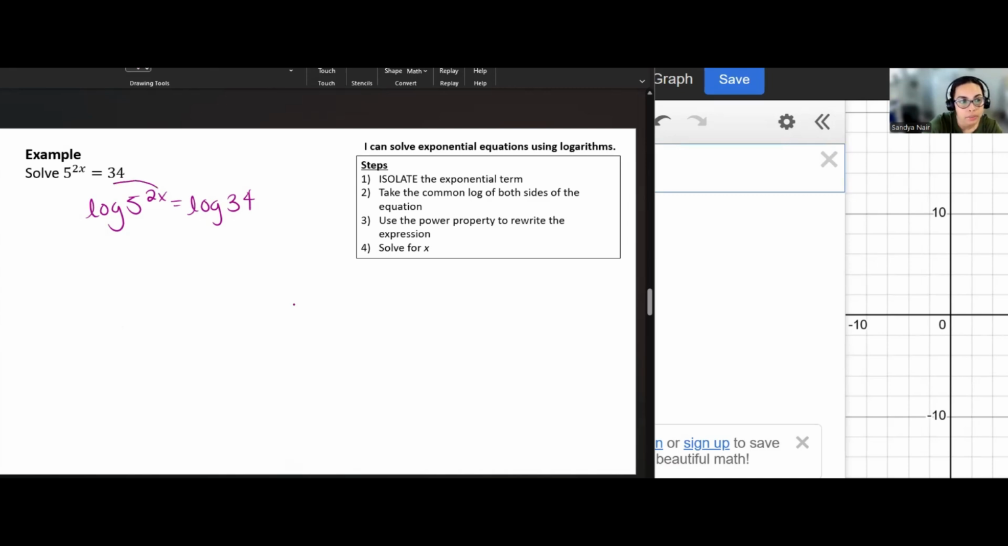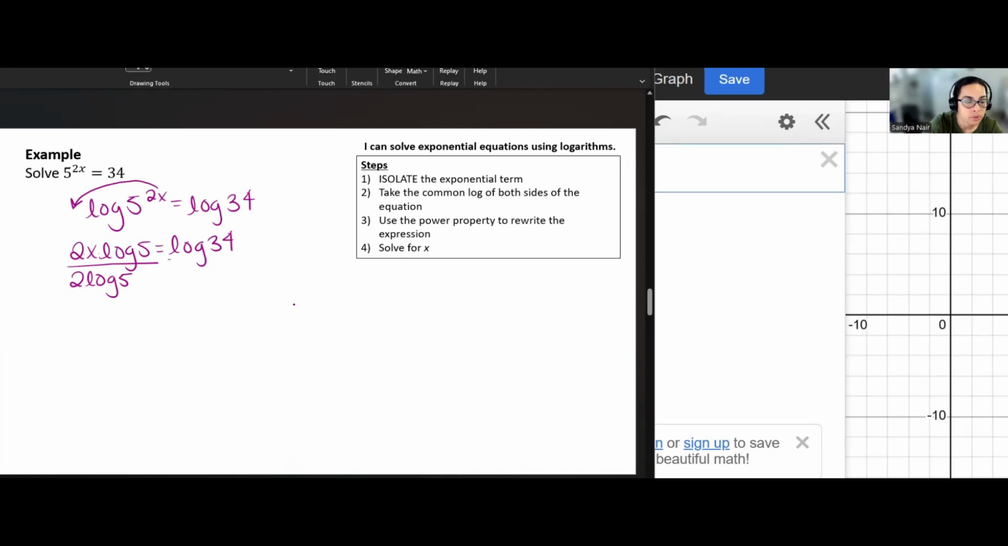So when I bring that exponent down, I'm going to bring all of that down together. So this is now going to turn into 2x log 5 equals log 34. So now I need to isolate x. Notice that x is being multiplied by two things. It's being multiplied by 2 and it's being multiplied by the log of 5.